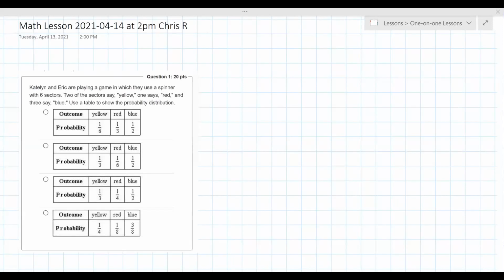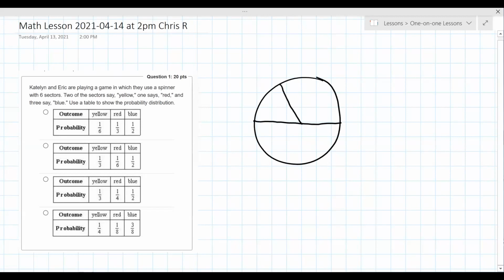and Eric are playing a game in which they use a yellow spinner with 6 sectors. That's really 6 sections or 6 pizza slices. So the picture here is, how do you cut a spinner or a circle into 6 slices? Well, now it's in half. And if you do this, you get 6 pieces. Do you see that? Yes.